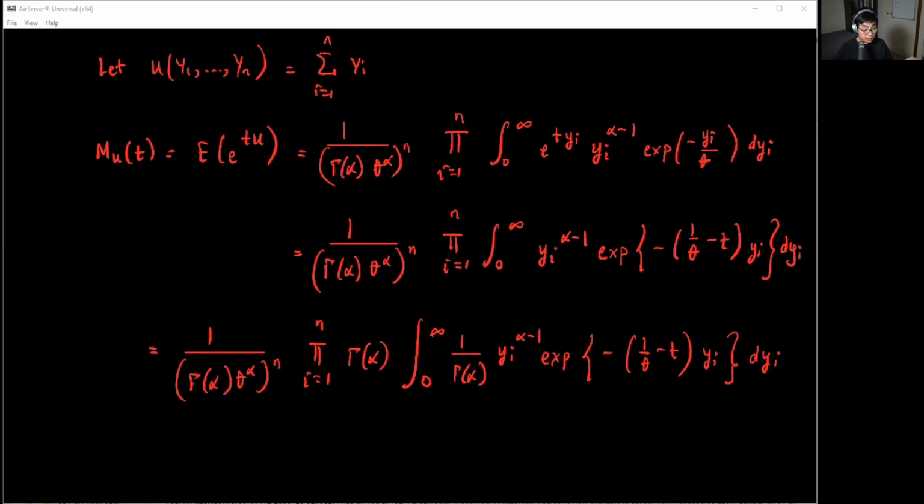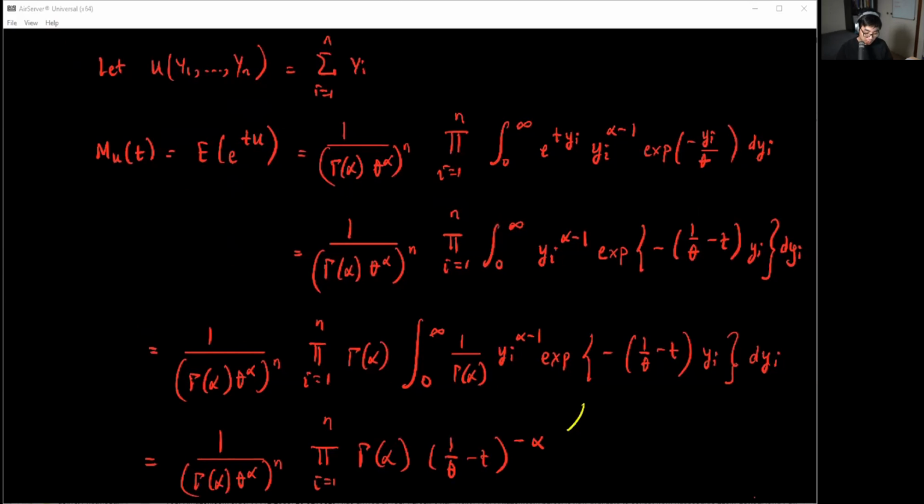Okie dokie, and therefore, by the property of the gamma function, this is conveniently equal to 1 over theta minus t to the power of minus alpha. This is this property of the gamma function.